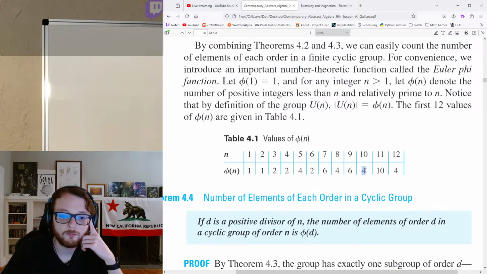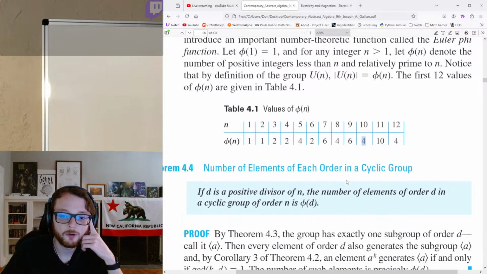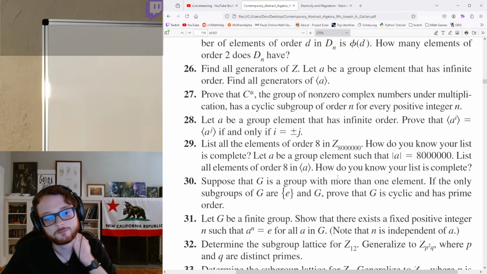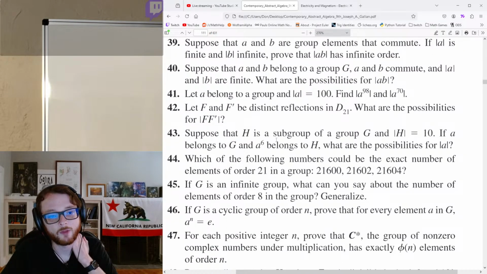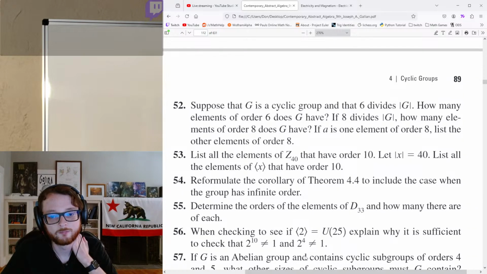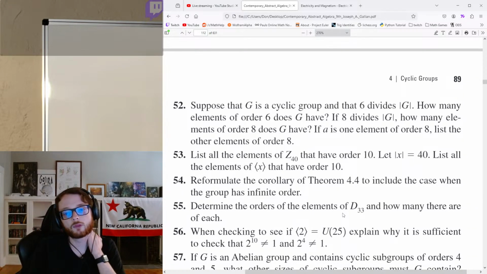Oh yeah, and phi of 10 is 4. Okay, okay. Yeah. So I think I did it the intended way. I assume I did at least. There wasn't like a more of a shortcut way.